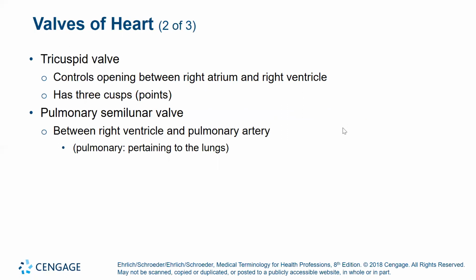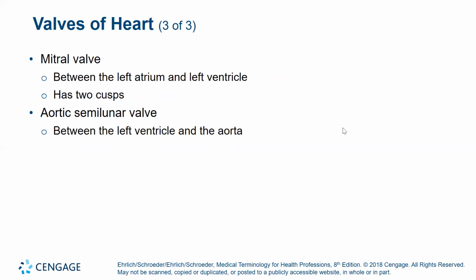So next we have the valves of the heart. We have the tricuspid valve, which controls the opening between the right atrium and right ventricle. It does have three cusps or points. Then we have the pulmonary semilunar valve. This is between the right ventricle and pulmonary artery. Pulmonary is pertaining to the lungs, breaking that term down.